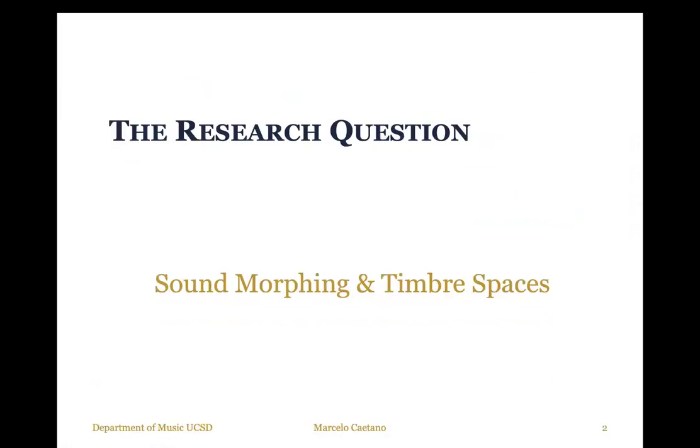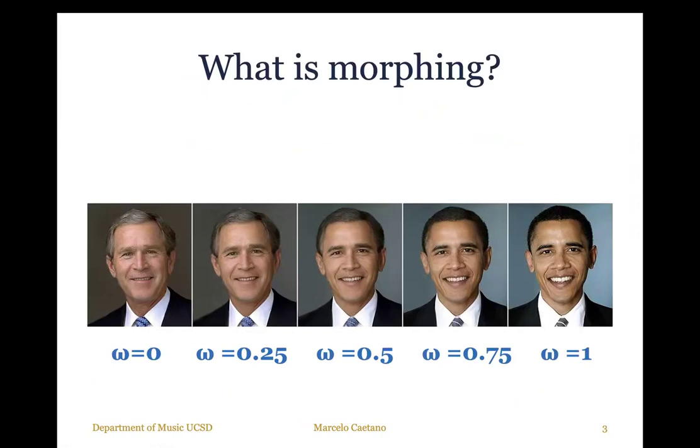In order to understand the research question, we need to talk a little about sound morphing and timbre spaces. So, what is morphing? This is obviously just an illustration with image morphing. Usually, we have a source and target images or sounds, and what we are trying to do is to create morphs that are intermediate between the source and the target. And omega here under the images is called the morphing or interpolation factor.